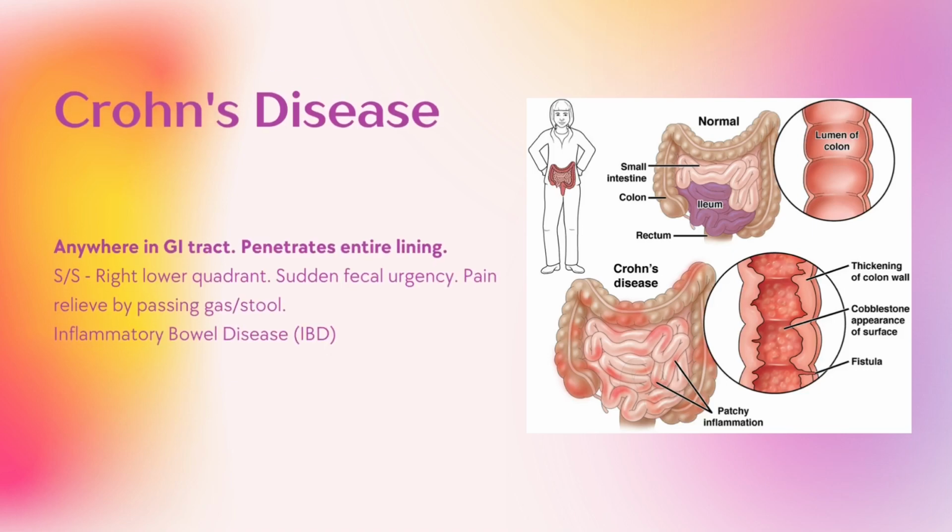Next, we have Crohn's disease, and this can occur anywhere in the GI tract and it penetrates the entire lining. Signs and symptoms include right lower quadrant pain, sudden fecal urgency. Pain is relieved by passing gas or stool, and this is considered an inflammatory bowel disease. I've included a picture to the right of a normal digestive tract and then somebody with Crohn's disease, so you can see the difference between the colon, how there's a thicker wall and fistulas with Crohn's disease.